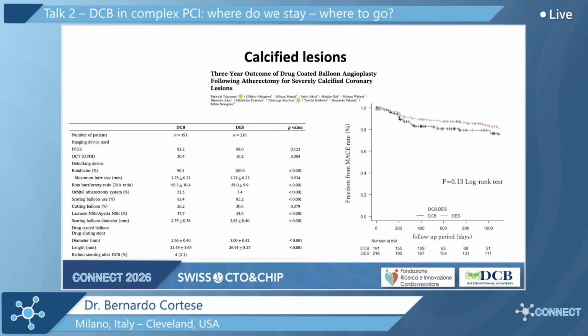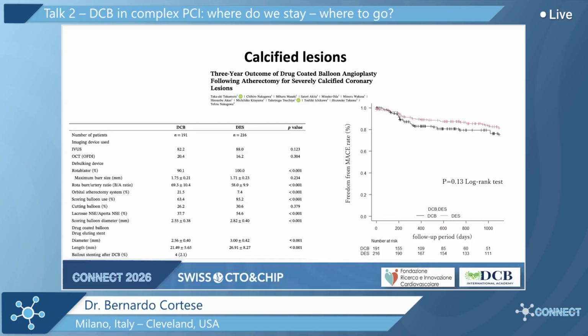And then we have the calcified lesions. We have few data that are coming. We have this study which was published. This is a Japanese study which was published recently and is showing how DCB can be considered as an alternative to stents. In this study, at 3 years, there was no difference in terms of clinical outcome.